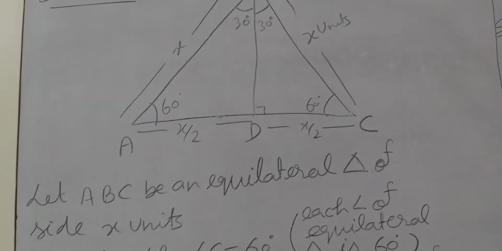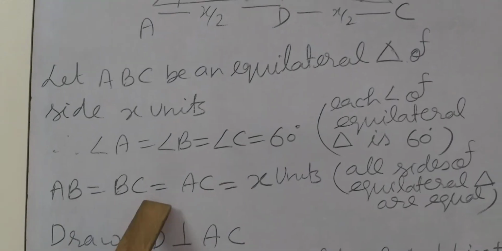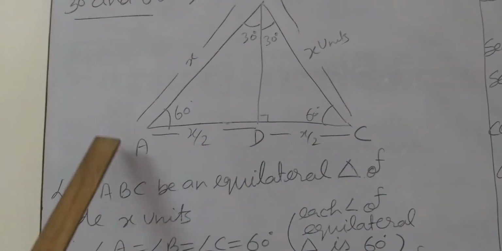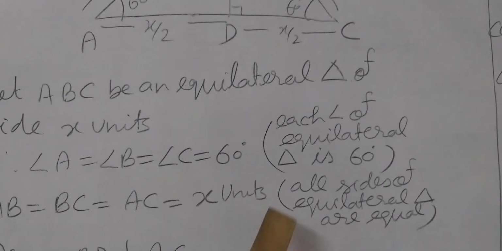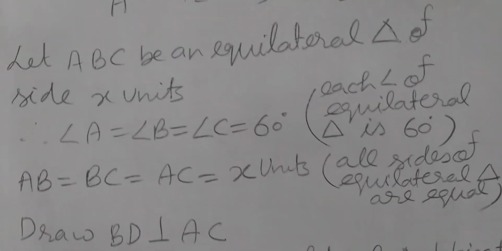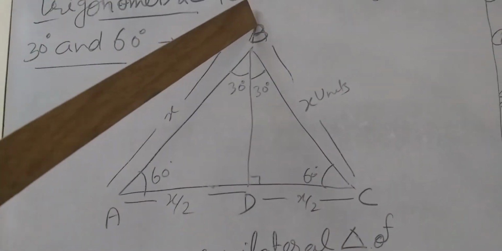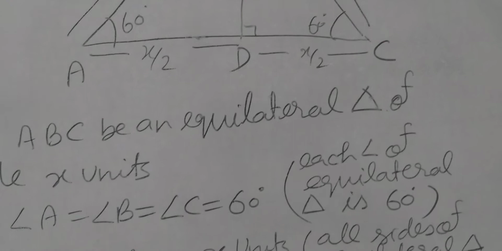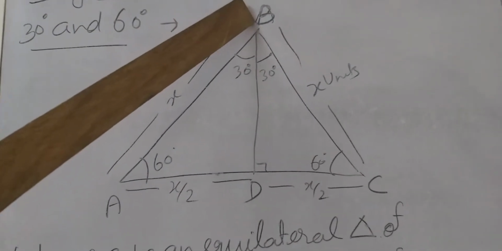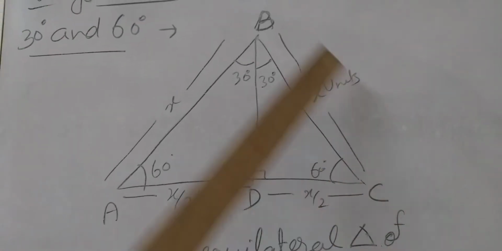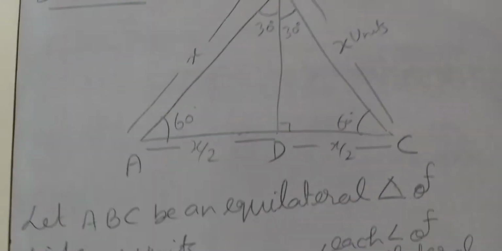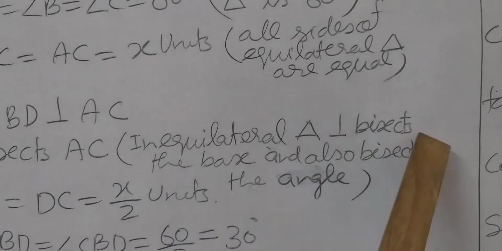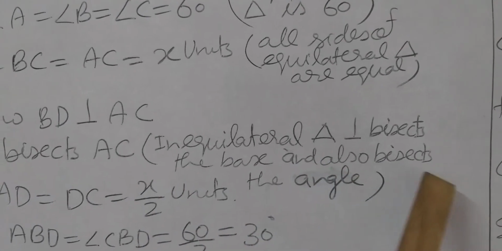And we know that all sides are equal, so I have written here AB equal to BC equal to AC equal to X units. Correct? All sides of an equilateral triangle are equal. Now students, we draw perpendicular BD on AC. We know that in an equilateral triangle, the perpendicular bisects the base, so BD bisects AC, and it also bisects the angle.